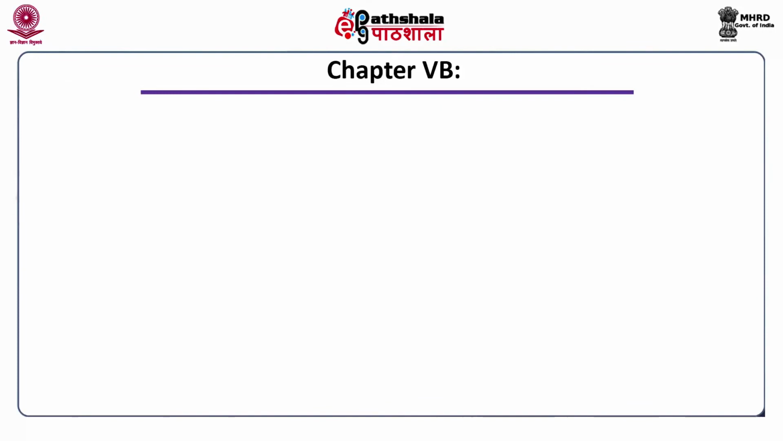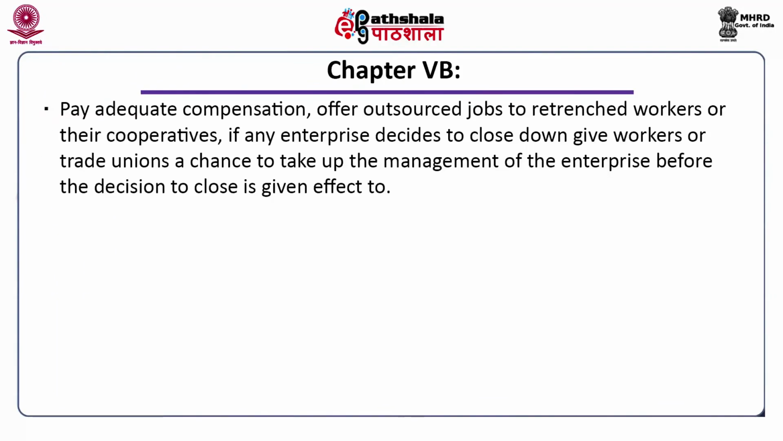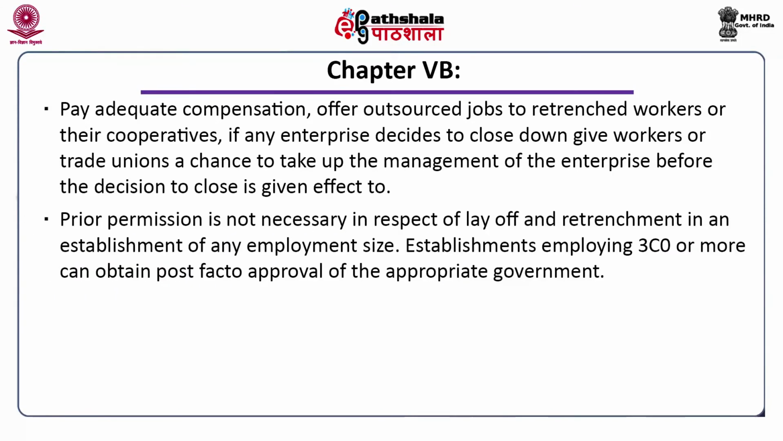Chapter 5B. Pay adequate compensation for outsourced jobs to retrenched workers or their cooperatives. If any enterprise decides to close down, give workers or trade unions a chance to take up the management of the enterprise before the decision to close is given effect to. Prior permission is not necessary in respect of layoff and retrenchment in an establishment of any employment size. Establishments employing 300 or more can obtain post facto approval of the appropriate government.